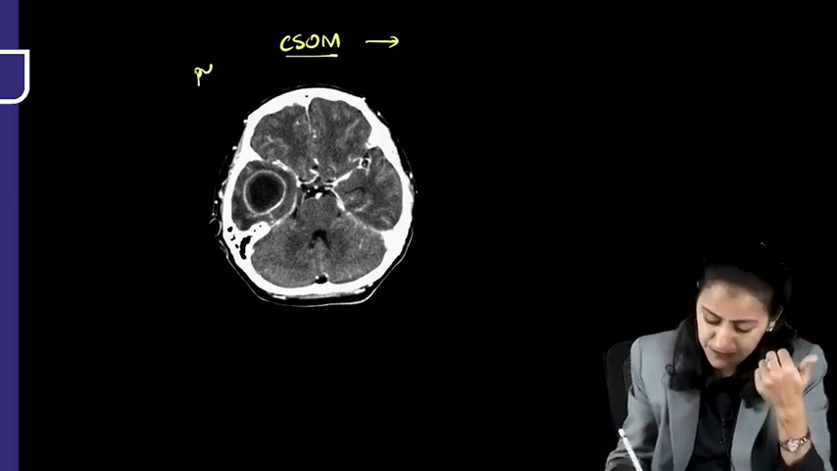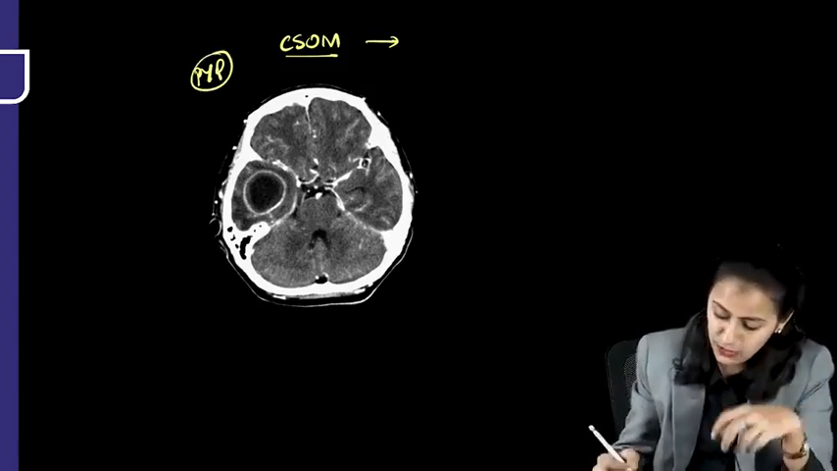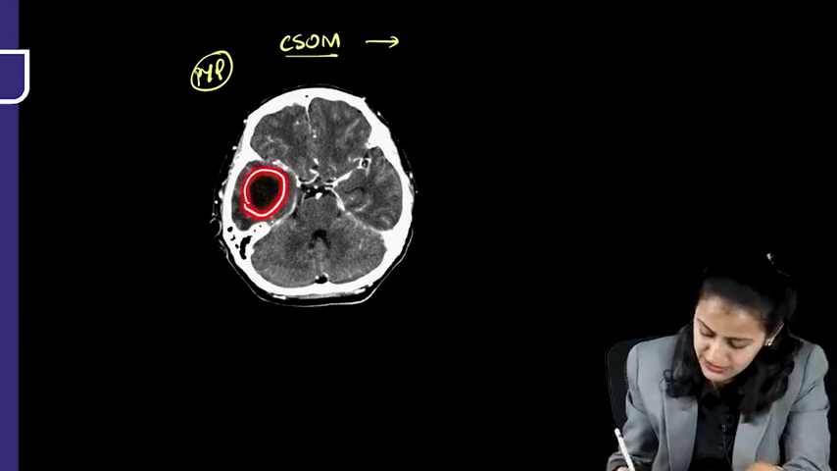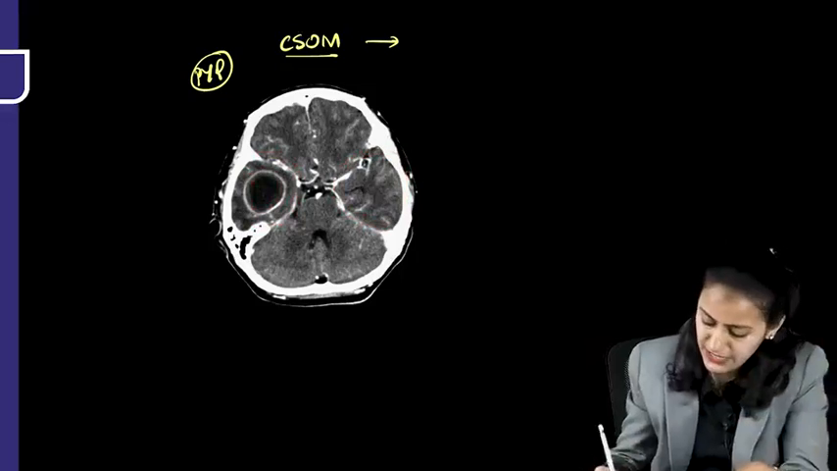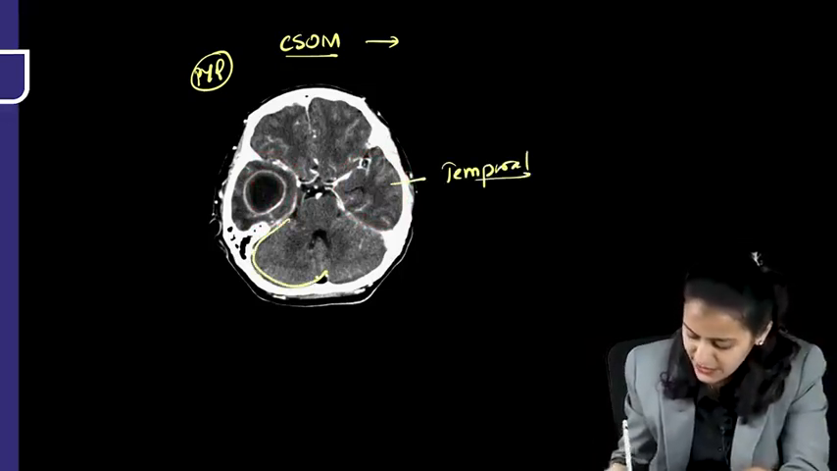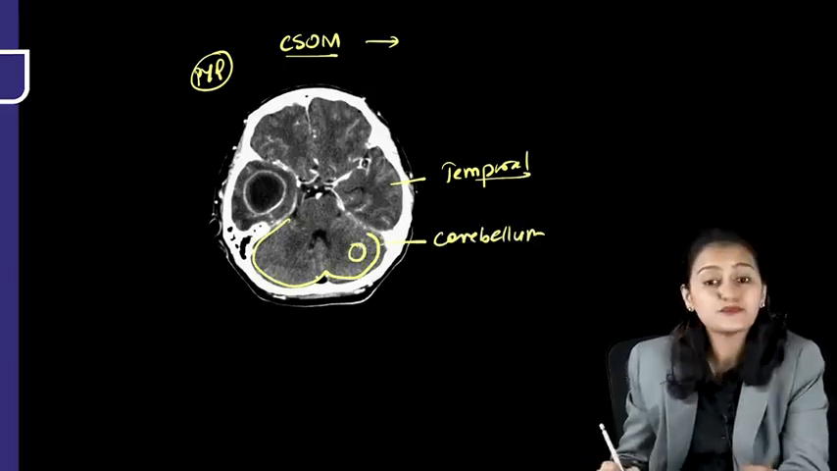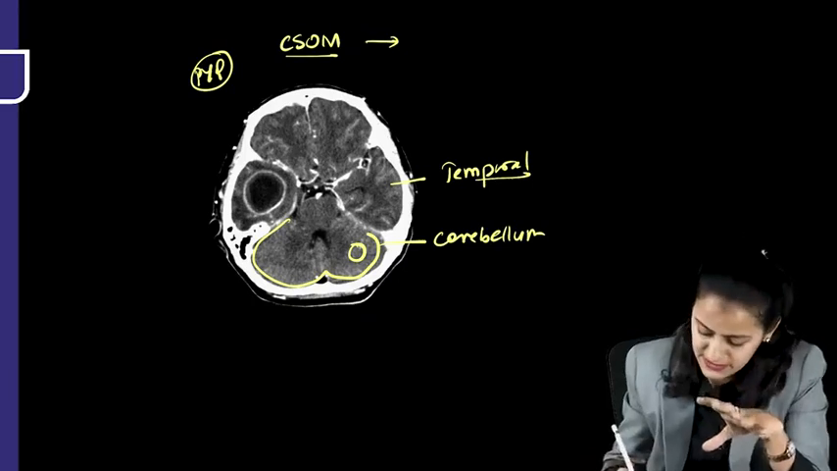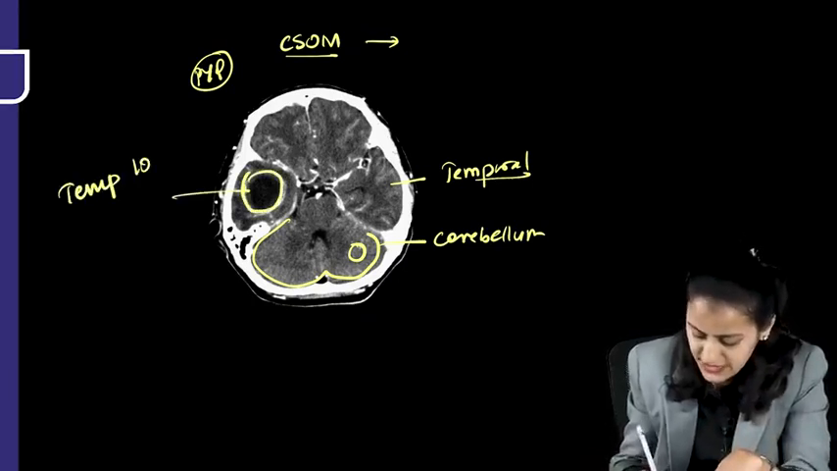Previous NEET PG question. Is it a temporal lobe abscess? Is it a cerebellar abscess? So, where is the lesion located? This is the temporal lobe of the brain, the inferior most lobe that we are seeing, and this is where the cerebellum is. Right, so if it would have been a cerebellar abscess, it would have been in the cerebellum. This is in the temporal lobe, a ring enhancing lesion. So this is temporal lobe abscess.